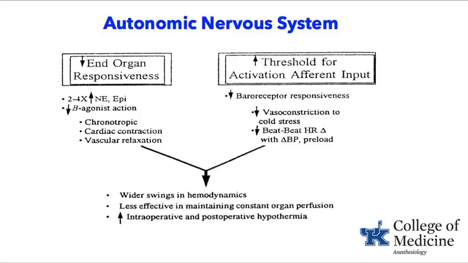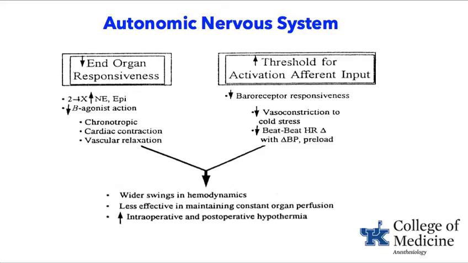So, looking at the autonomic nervous system first at the top left, end organ responsiveness is decreased, norepinephrine levels are going up, and beta agonist actions are reduced, so the chronotropic cardiac contraction and vascular relaxation response to beta receptor agonism is reduced. And on the far right, the threshold for activation after input is increased.